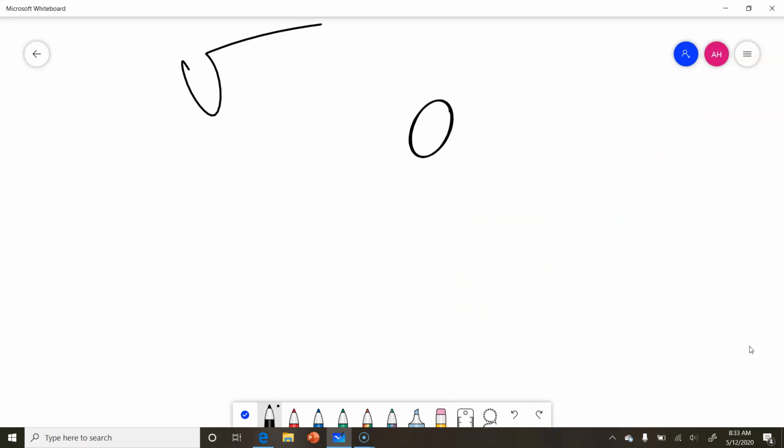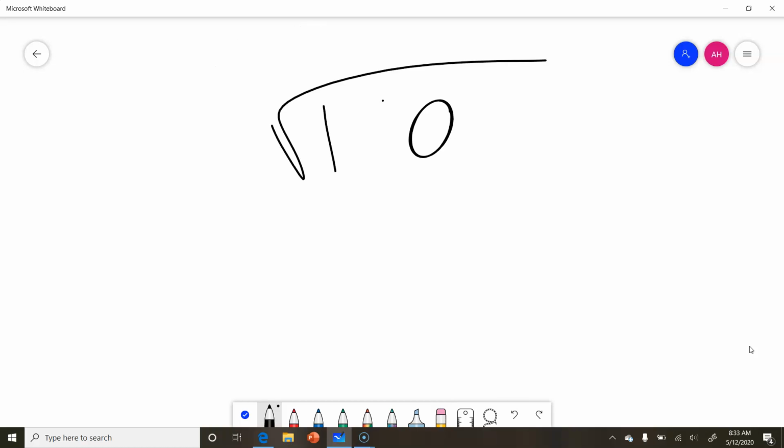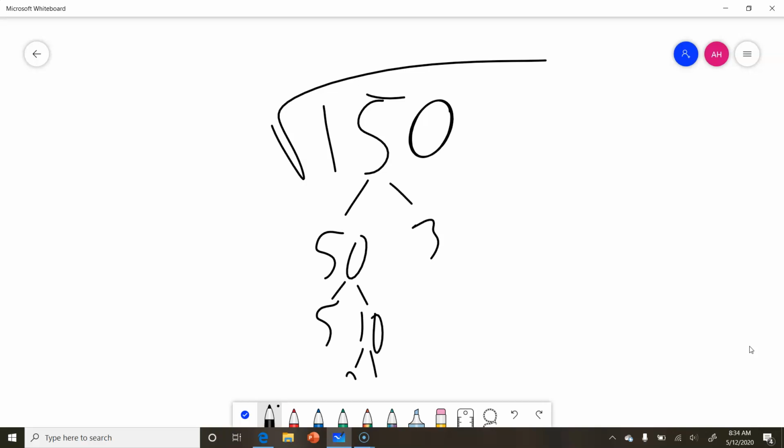So if you need to write it down, the square root of 150. So now I break it down. I say, what goes into 150? Well, 50 times 3, which is 5 times 10, which is 2 times 5. So what do we have in common? 5 and 5, which is 5 squared. Take the square root of that, which is 5.